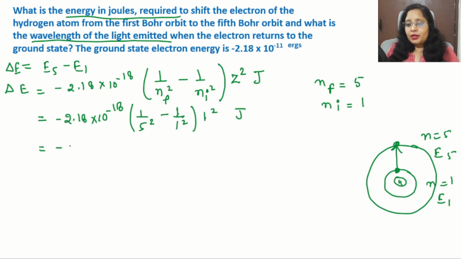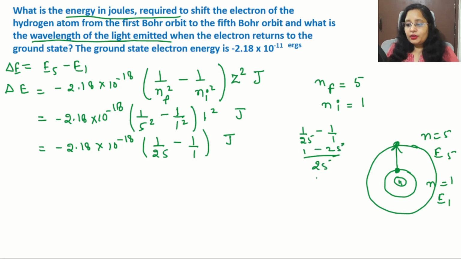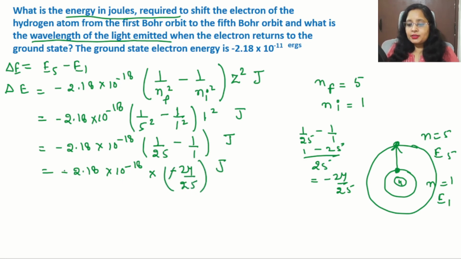Now start solving. Minus 2.18 into 10 to the power minus 18, 1 upon 25 minus 1 upon 1, and 1 is cancelled, joule is there. Now inside the bracket 1 upon 25 minus 1 upon 1, solve it. 1 minus 25, it will be minus 24 by 25. Putting this value, minus 2.18 into 10 to the power minus 18 into minus 24 upon 25 joule. Now minus will be cancelled and the final value will be 2.0928 into 10 to the power minus 18 joule. This will be our answer for the energy required to shift the electron from first orbit to the fifth orbit.